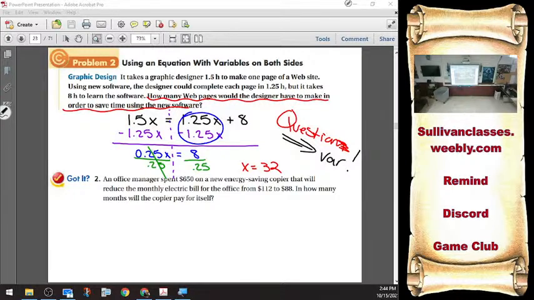Okay, 32 pages. So that means after this dude makes 32 pages, okay, stick a 32 in there. What is 1.5 times 32? 48 hours. This isn't just happening in a day. This is saying, like, I've got a bunch of web pages to make this week. Either I can use this software and it'll take me 48 hours, or I can use this software, but I'm going to have to take a day off to learn it. But I'll go faster after that. So once I make the 32 web pages, it's break even. After that point, I definitely want to be using the faster software because it's going to be faster.